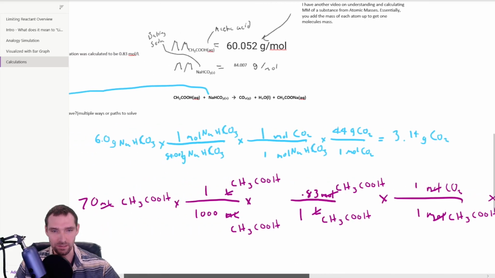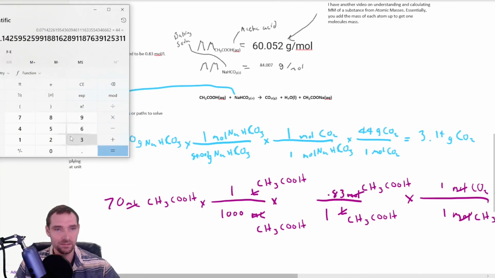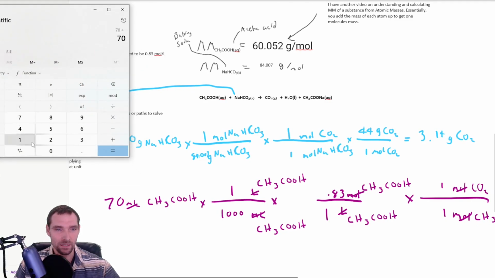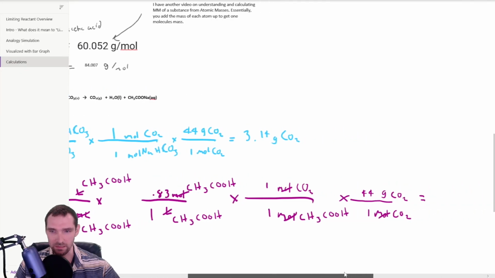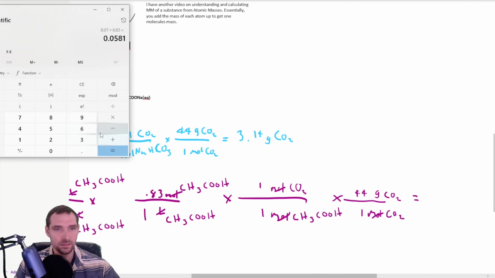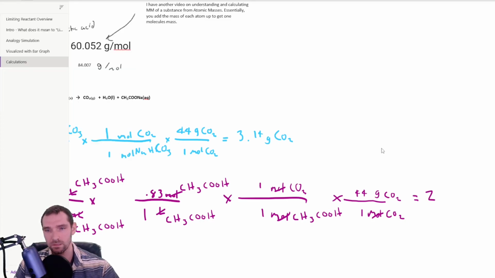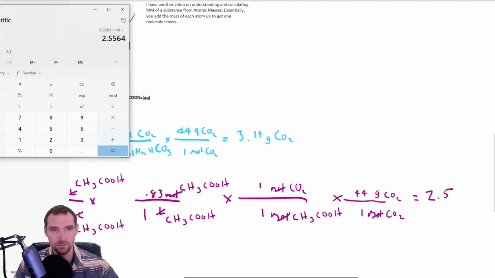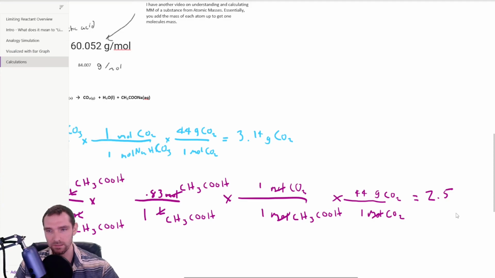Okay, so let's actually do this calculation. It's 70 divide by 1000 times 0.83. And that's gotten us here. And then there's times 1, we don't need to do anything there. Times 44. Okay, so we got our 2.5... what was that? 2.55 or 2.56.